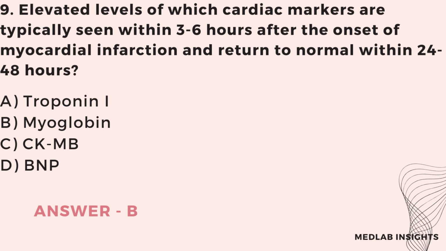Myoglobin is a protein found in heart and skeletal muscle. It is a less specific marker compared to troponin, but it can rise rapidly after a heart attack, typically within 3 to 6 hours. Myoglobin levels return to normal relatively quickly, often within 12 to 24 hours.